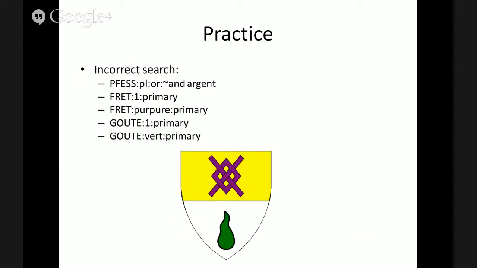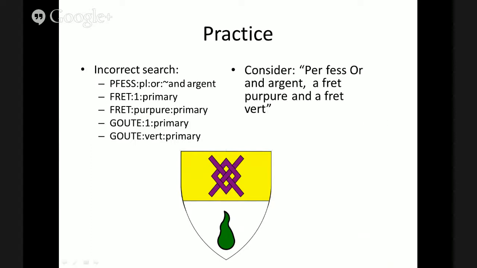So what's tempting to do is this: per fess, plain line, or and argent, fret 1 primary, fret purpure primary, goat 1 primary, goat vert primary. That's the tempting and incorrect search. Because consider this: what if there's a registered item, per fess or and argent, a fret purpure and a fret vert? How many DCs does that have against our picture? 1. How many lines will mismatch? 2. Right? We would miss this item if we tried to search like this. Similarly, we would miss it if they were both goats. Everyone clear why you can't do it this way?